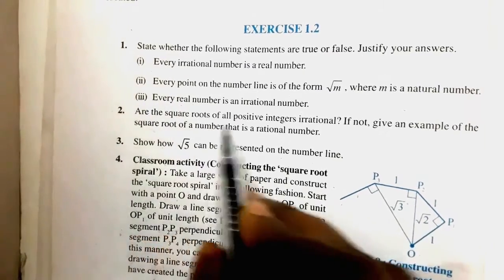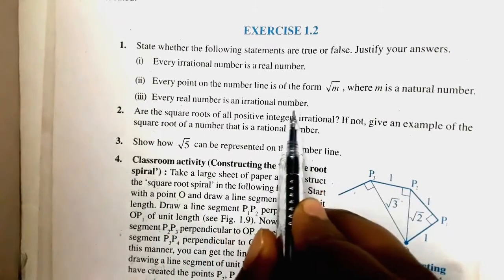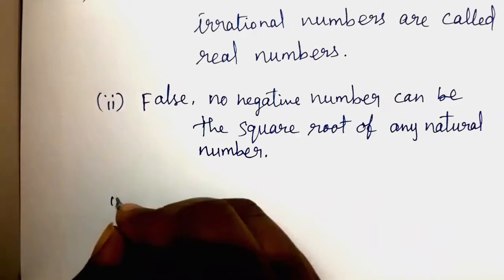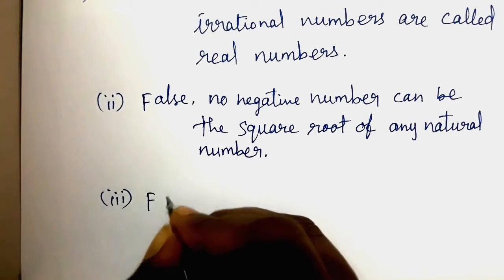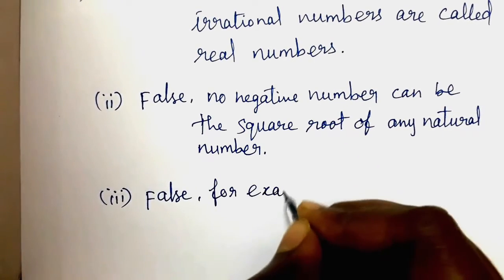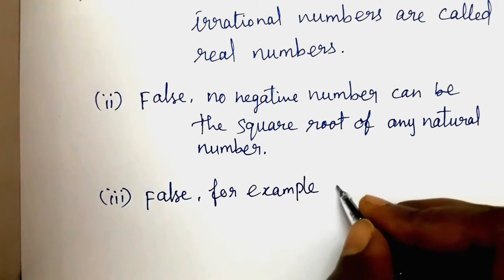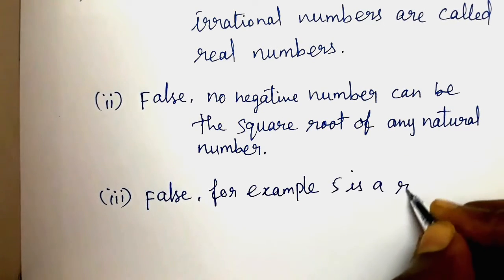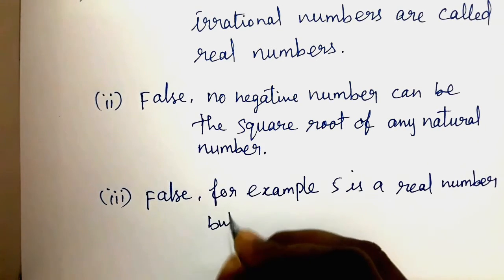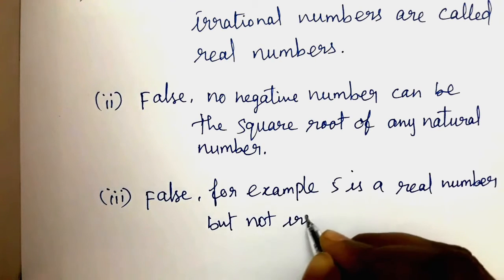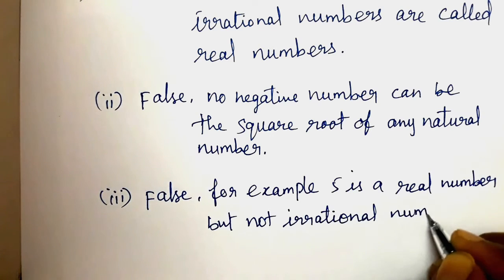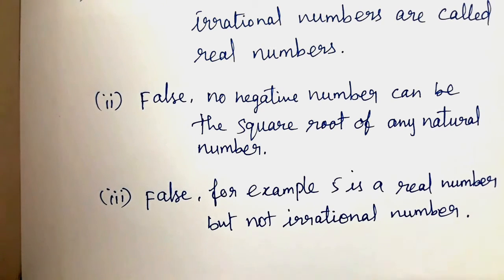Sub-question 3. Every real number is an irrational number. It is false because a real number may be rational or irrational. Third one: false. For example, 5 is a real number, but not an irrational number. That's all for the first question.